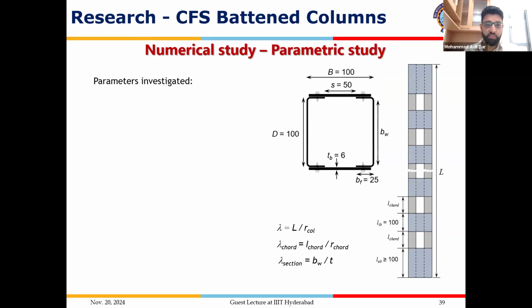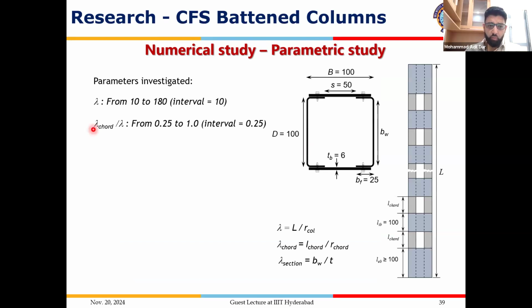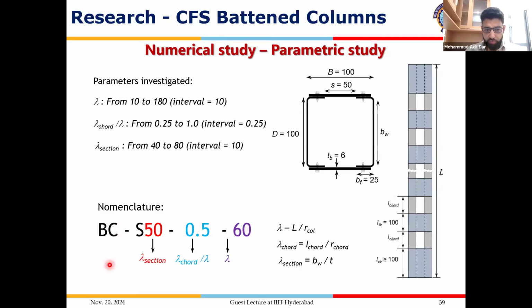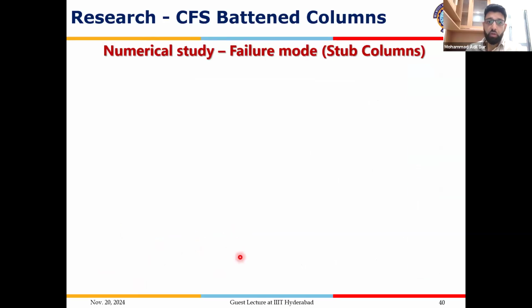The parameters that we investigated were global slenderness, which we varied from 10 to 180 in intervals of 10. The lambda chord by lambda was varied from 0.25 to 1 in an interval of 0.25. The sectional slenderness from 40 to 80, again in intervals of 10. This is the nomenclature that we adopted, where sectional slenderness, lambda chord by lambda, and global slenderness are indicated.